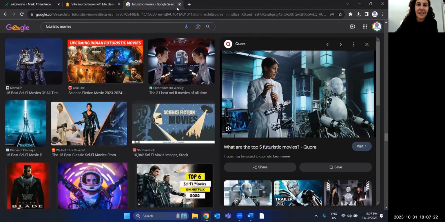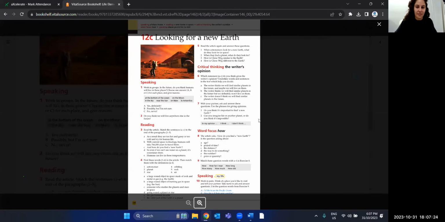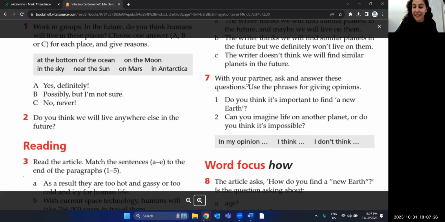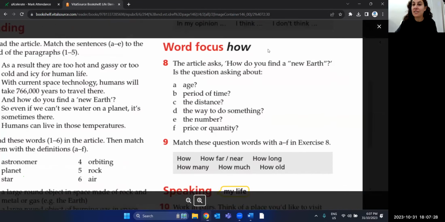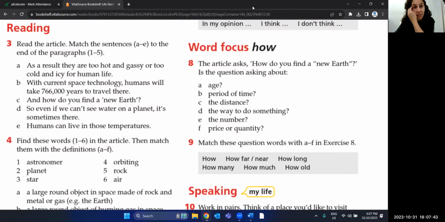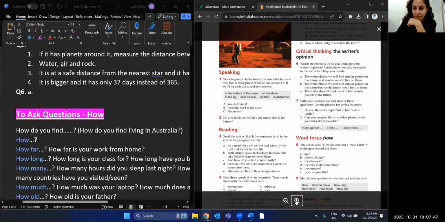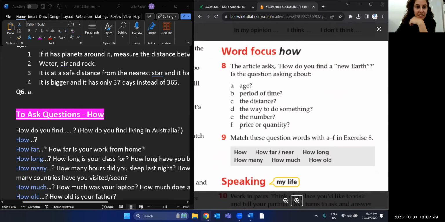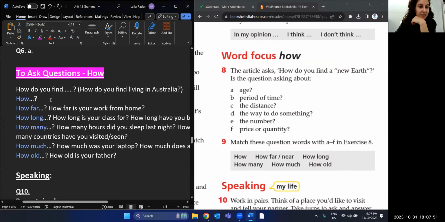Okay, so let's talk about this word how. When we make questions, we can make questions with how. So if you look at the title of the article, it was looking for a new earth, but we can ask a question. How do you find a new earth? So how is used as a question. And how do you find?